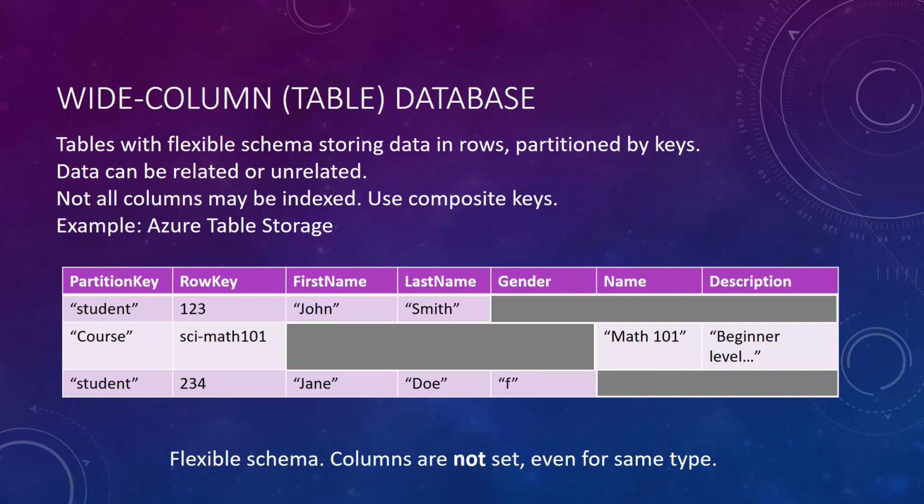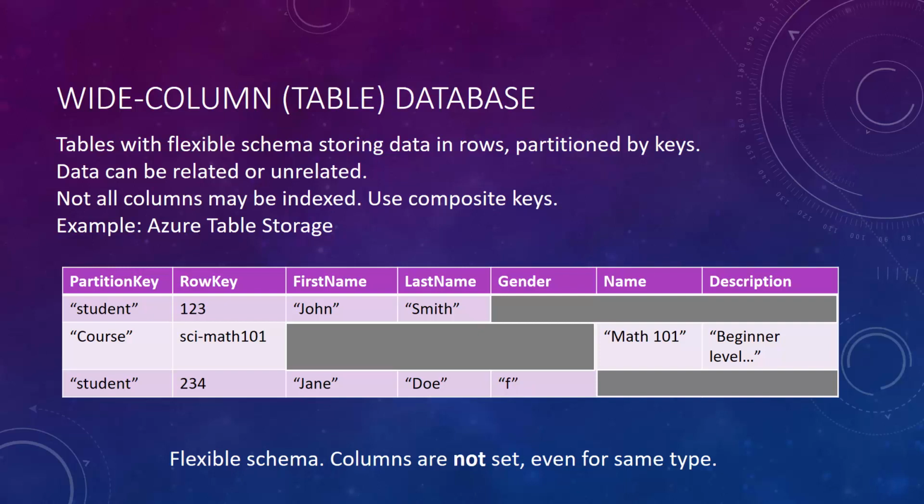So this is an example of a flexible schema. And by the way, that doesn't mean we're set with that. We can go back and add the gender column for John Smith and add the value in there. And we have that flexibility to do so. Secondly, you'll notice that the second entry is a course and looks like it has the partition key and row key, and then it skips first name, last name, and gender.